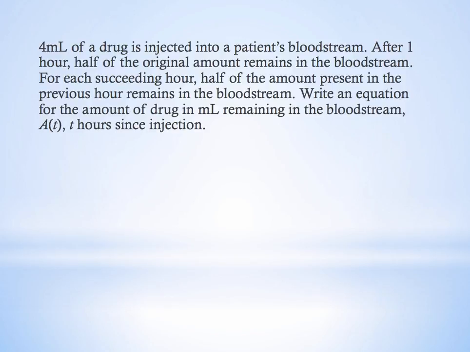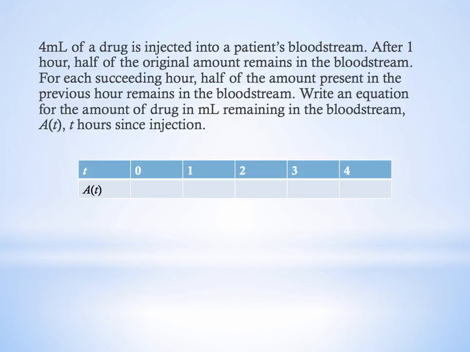injection. So let's start by just looking at a table and seeing what's happening here every hour. So t is my hours since the injection, and A of t is the amount of the drug that's remaining. So I know we started off with 4 mLs at t equals 0, so that's when the patient gets the injection. At 1 hour, there should be half the amount remaining, so there should be 2 mLs remaining in the bloodstream. After 2 hours, there should be half of the previous, so now that's 1 ml left in the bloodstream.